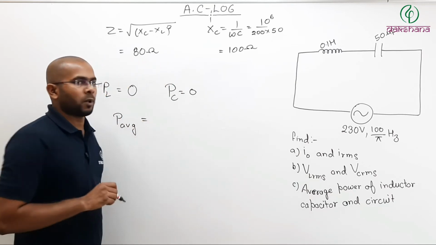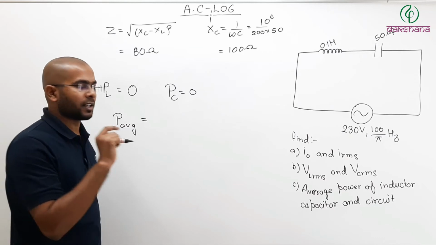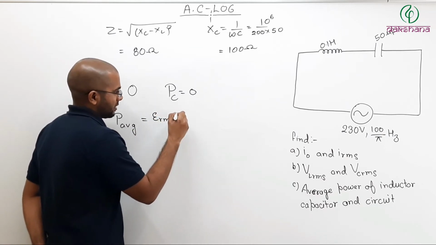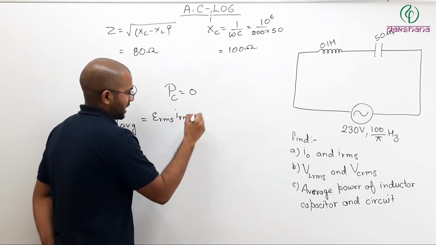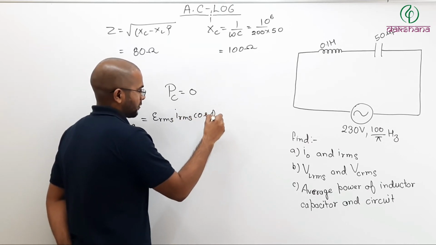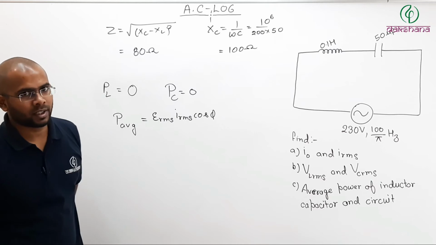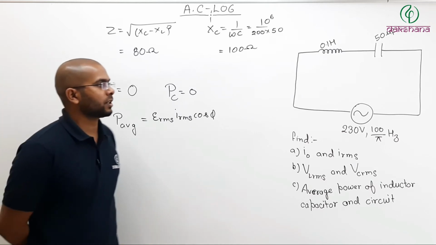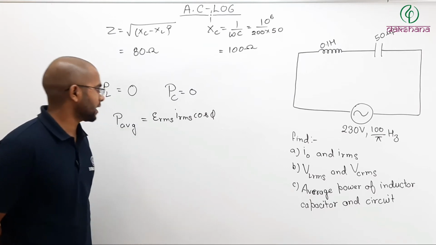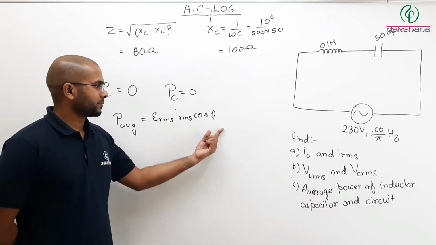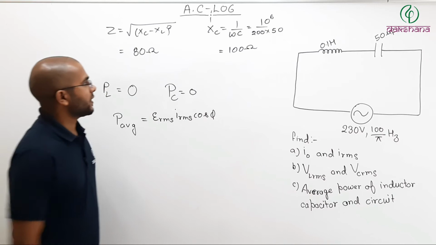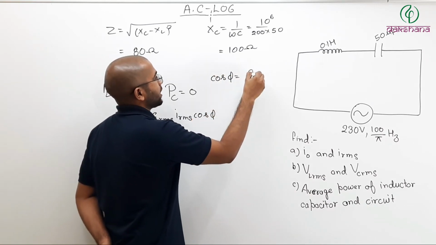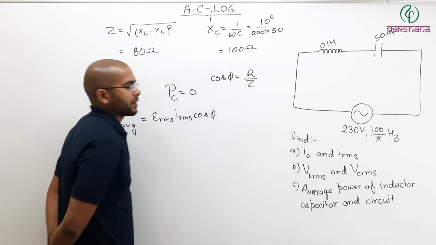What is the P average for an LCR circuit that we have already studied? That is E_RMS, I_RMS cos phi. This we have already studied. Here E_RMS we already know, and I_RMS 23 by 8 we have already calculated. What about cos phi? If you remember, cos phi can also be written as capital R divided by Z.